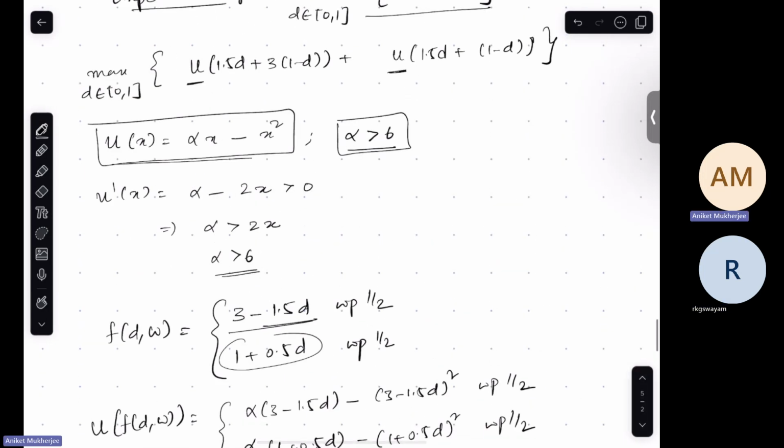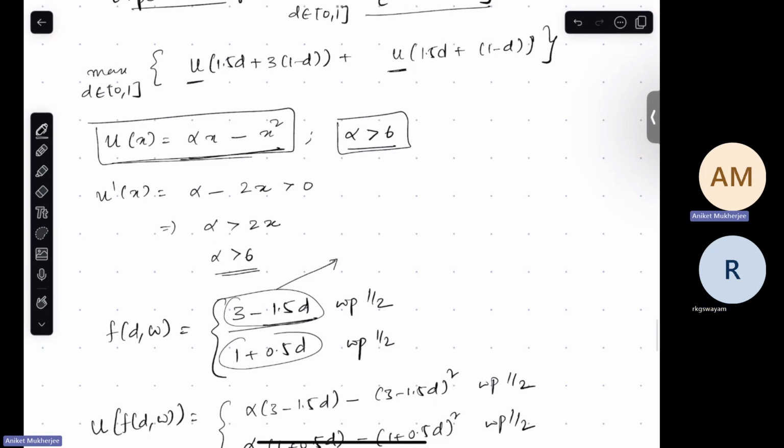Now, I know my utility function. This is one of my outcomes, so I want to find the utility for this. The utility for this would be u of 3 minus 1.5d. That is alpha into 3 minus 1.5d minus 3 minus 1.5d whole square.